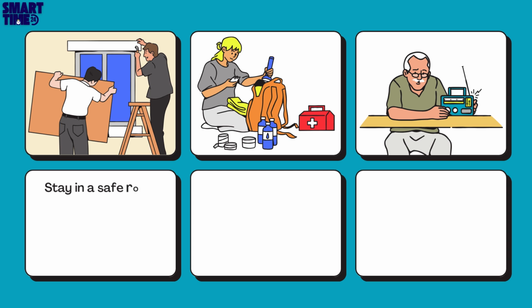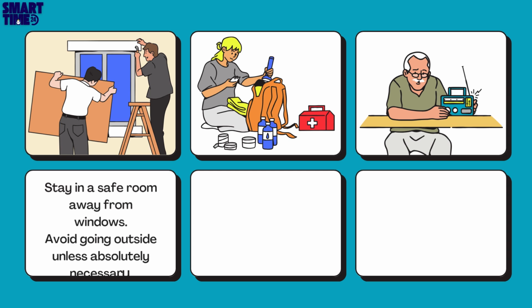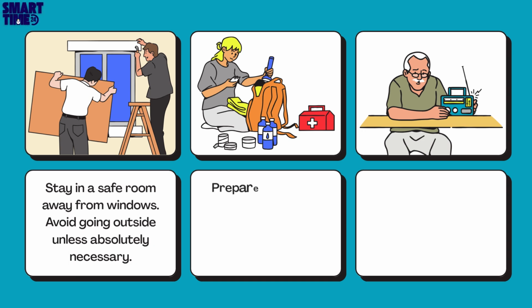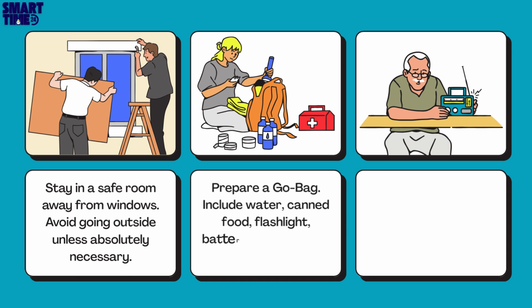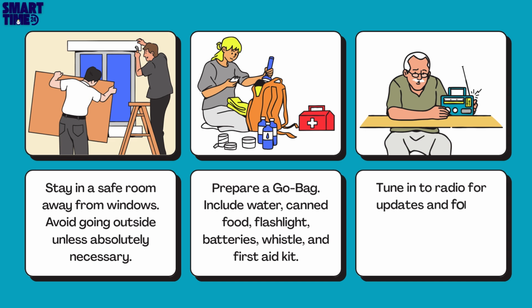Stay in a safe room away from windows. Avoid going outside unless absolutely necessary. Prepare a go bag. Include water, canned food, flashlight, batteries, whistle, and first aid kit. Tune into radio for updates and follow the authorities' evacuation and safety announcements.